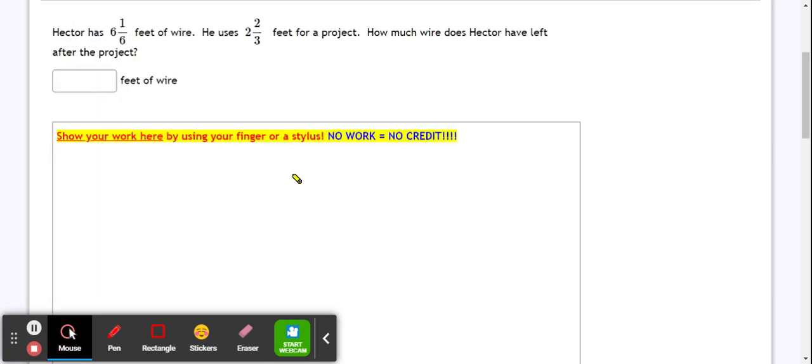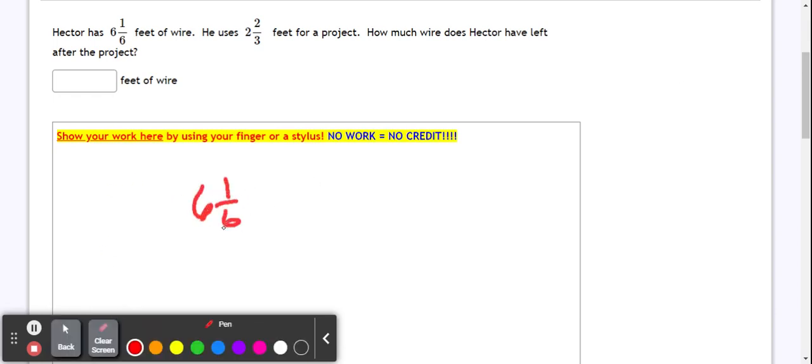Hector has 6.5 feet of wire. He uses that much. How much wire does he have left? That means it's going to be subtraction. 6 and 1/6 minus 2 2/3.